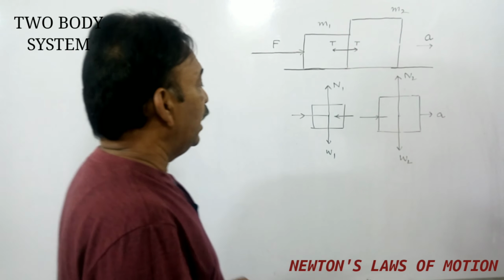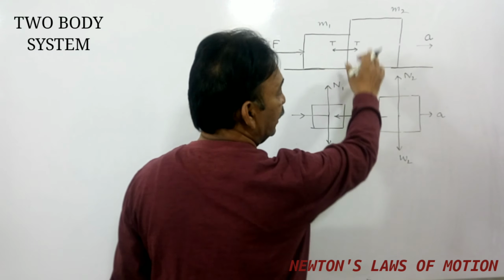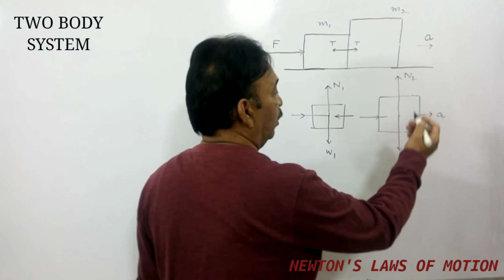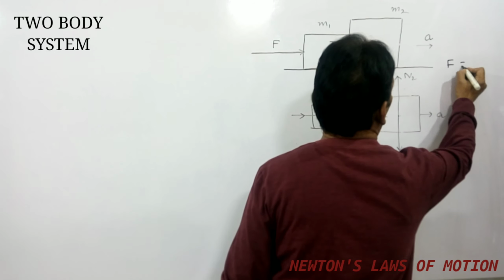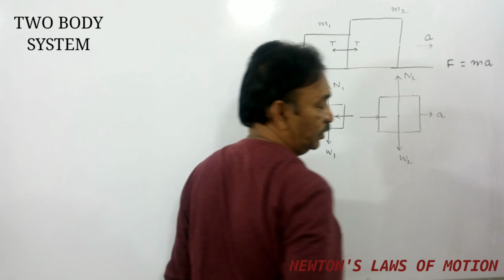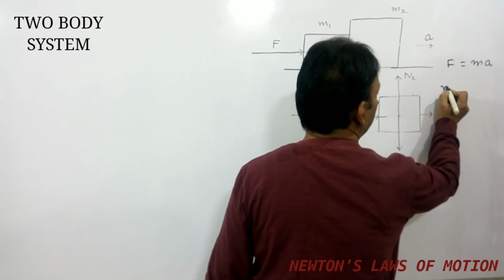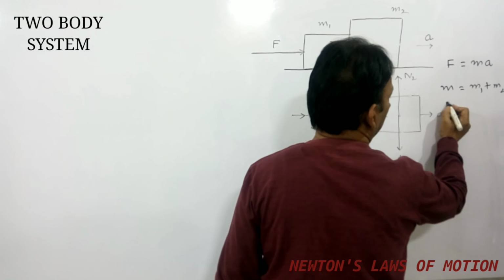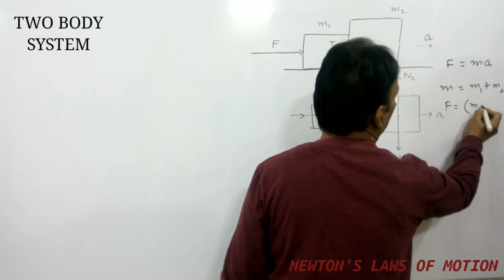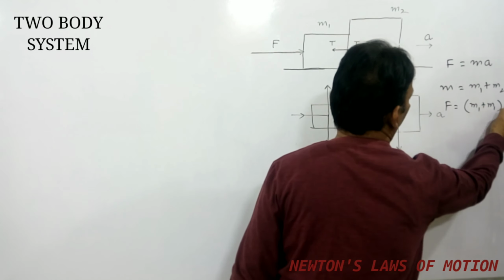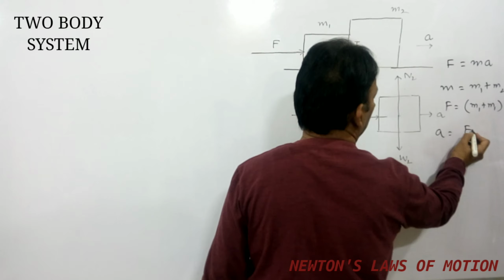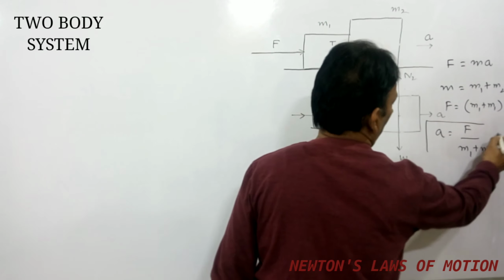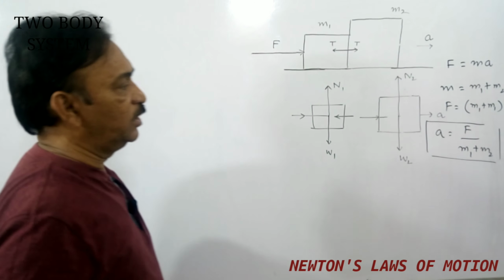Then we have to treat these two bodies as a single system. If you apply Newton's law here, what do we get? F is equal to ma to get the acceleration. Here m is the sum of the masses, m1 plus m2. Then F is equal to (m1 plus m2) times a, and the acceleration we get is F upon (m1 plus m2). It is the acceleration of the system, students.